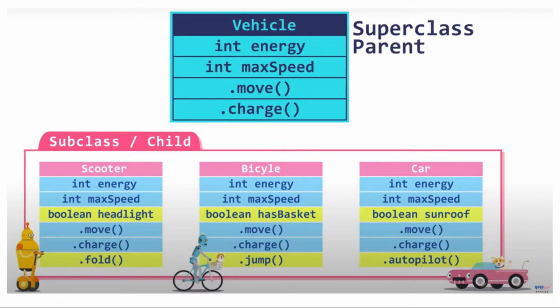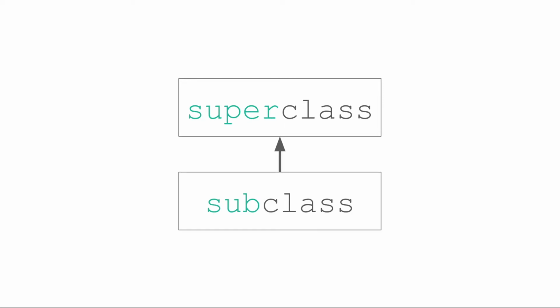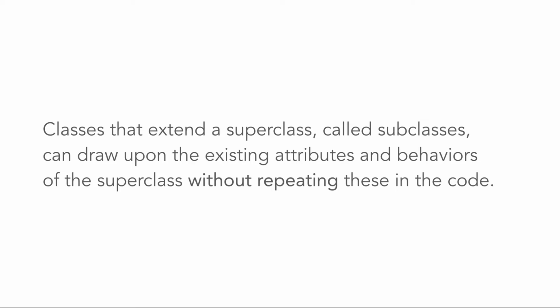Here's another hierarchy example. What common characteristics do scooters, bicycles, and cars share? How are they uniquely different? Parent classes or superclasses have attributes and behaviors that can be inherited or accessed by child classes or subclasses. Classes that extend a superclass, called subclasses, can draw upon the existing attributes and behaviors of the superclass without repeating these in the code. This minimizes repetition, making a program more efficient.